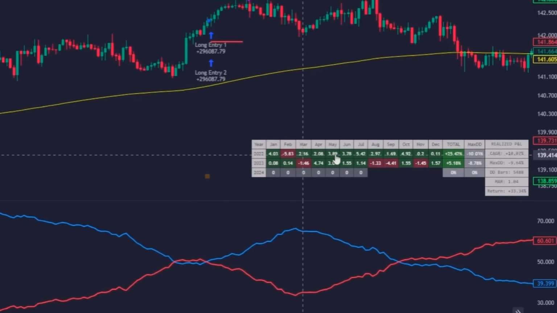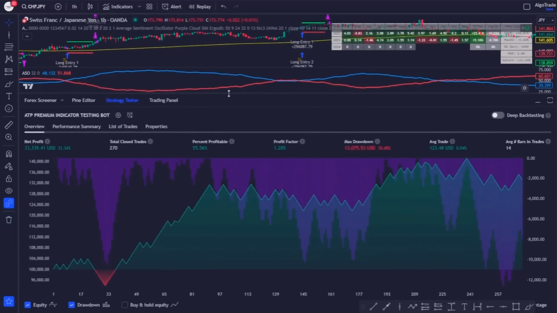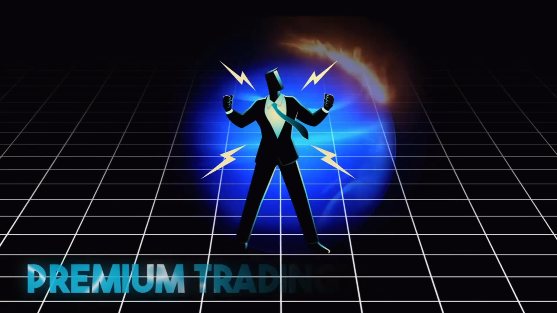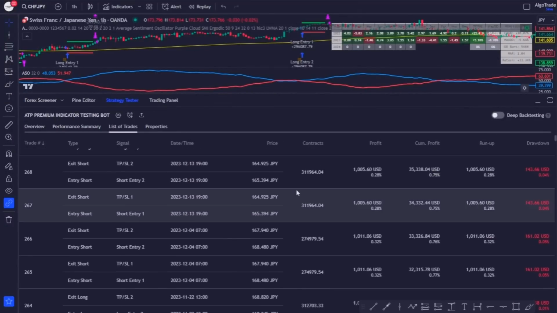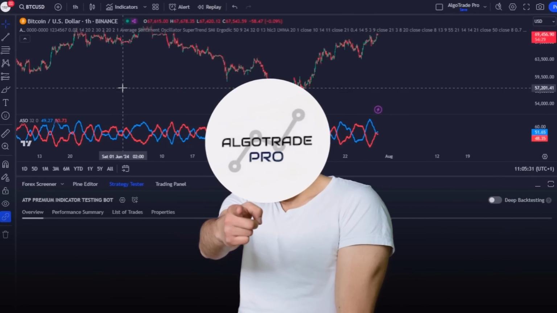It also provides monthly results here and the overall statistics for each asset I want to backtest in the Strategy Tester tab. And since I have the premium TradingView plan, I can download all the trades the bot executes, which I will use to create the trading journals. I see you in a minute.